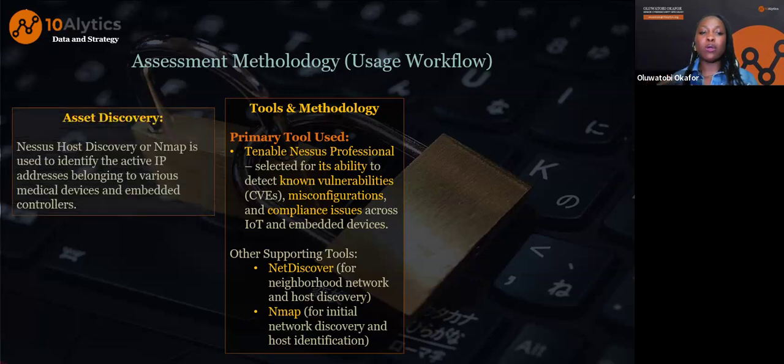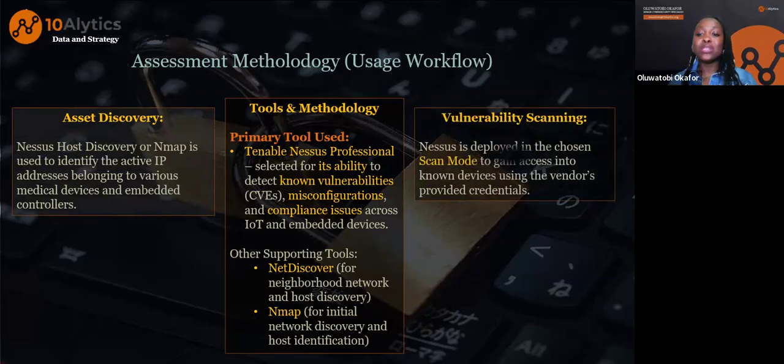Now, when we start up our device, that is Nessus, we then go ahead and use the host discovery to identify all of the active IP addresses belonging to the devices within that environment. And then when we're done, we use Nessus to scan. Now, the beauty of Nessus is that it has a large number of scan modes. As is, you can choose your scan method depending on what you're trying to achieve, right?